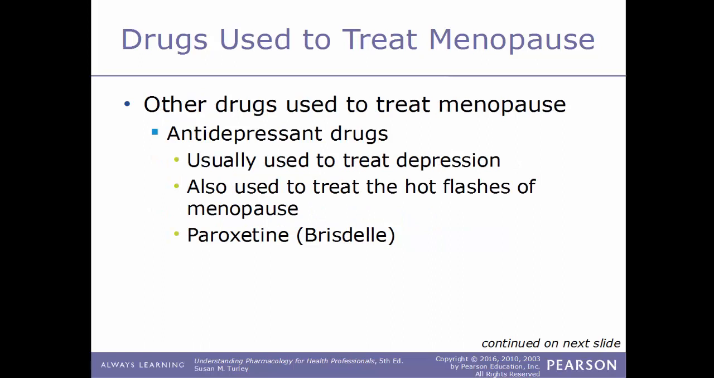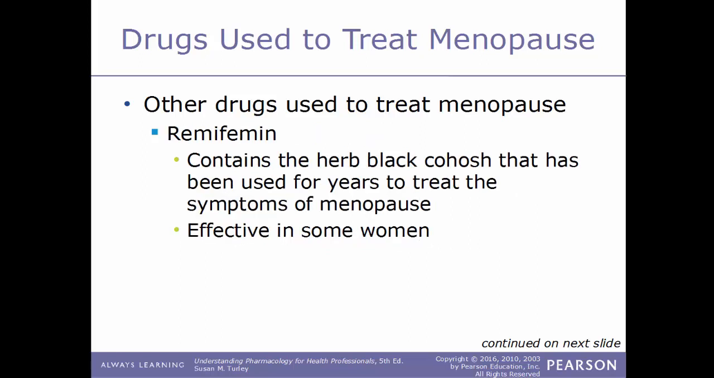Some other drugs that are used to treat menopause include antidepressants. These are usually used to treat depression, but can also be used to treat the hot flashes that are associated with menopause. An example of this kind of drug would be paroxetine, known by its trade name Brisdelle. Another drug that can be used to treat menopause is Remifemin, which contains the herb black cohosh, that has been used for years to treat the symptoms of menopause, and can be effective in some women.